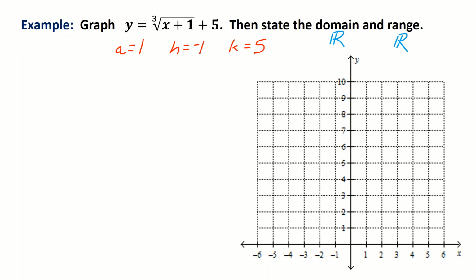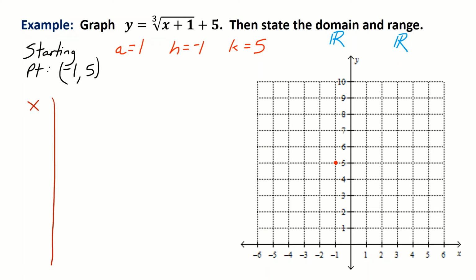All right, next, let's make that XY table. In fact, before that, what's our starting point? It is negative 1, 5. And you can go ahead and graph that. Negative 1, 5. Okay, next, now I'll make the table. So we have X, we have Y.